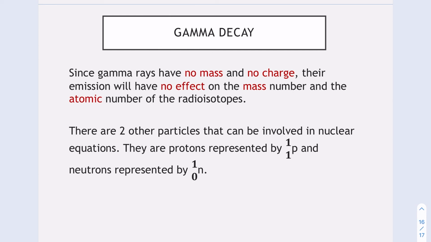However, there are 2 other examples of things that can be in nuclear equations, and they are protons, which can be represented by a 1 for the atomic number and 1 for the mass number, and then the neutron, which has 1 for the mass number and 0 for the atomic number.